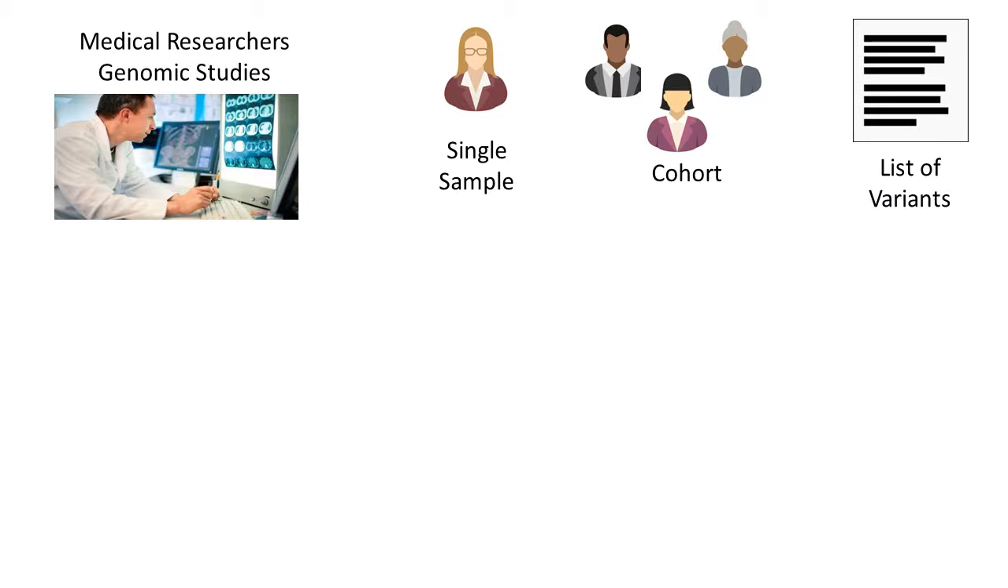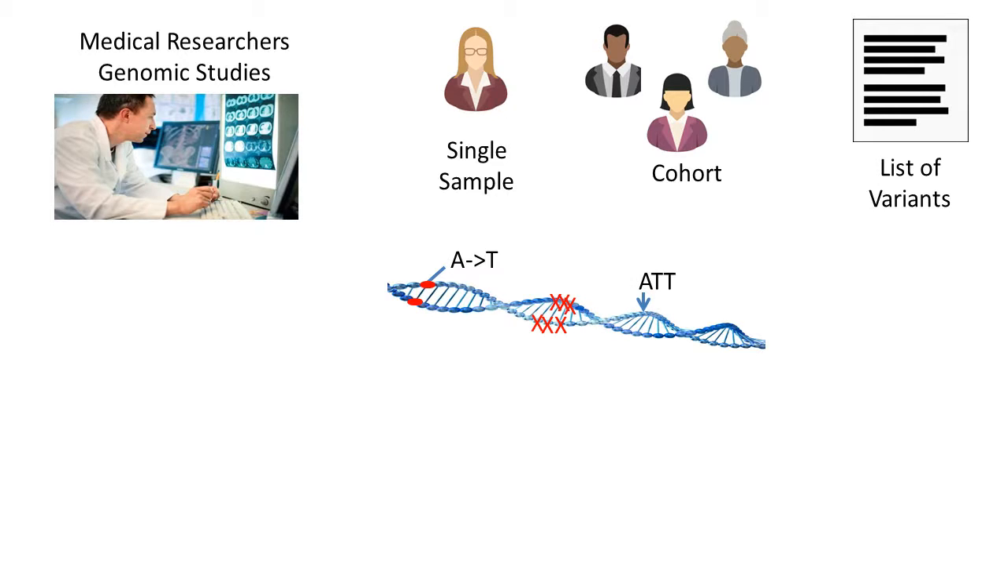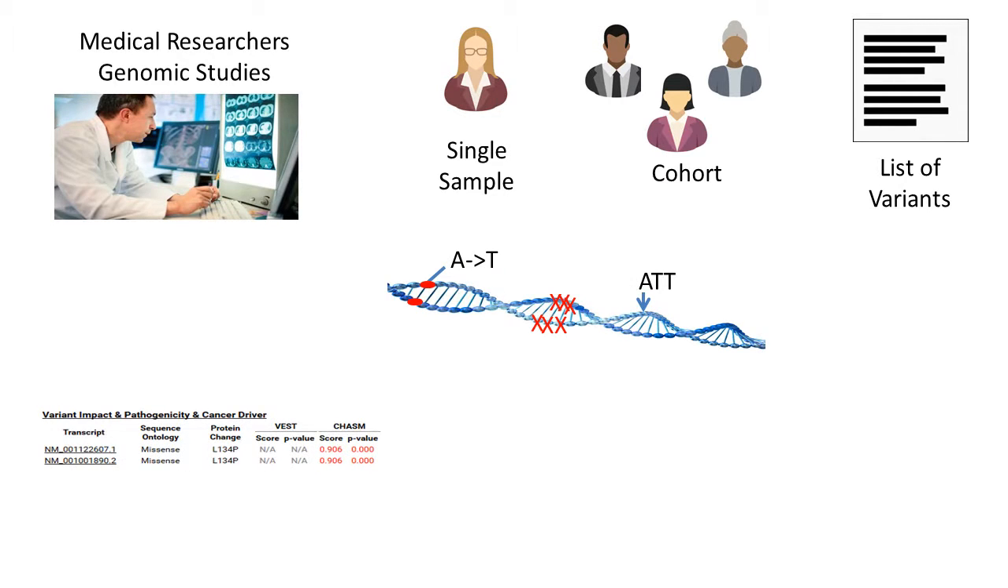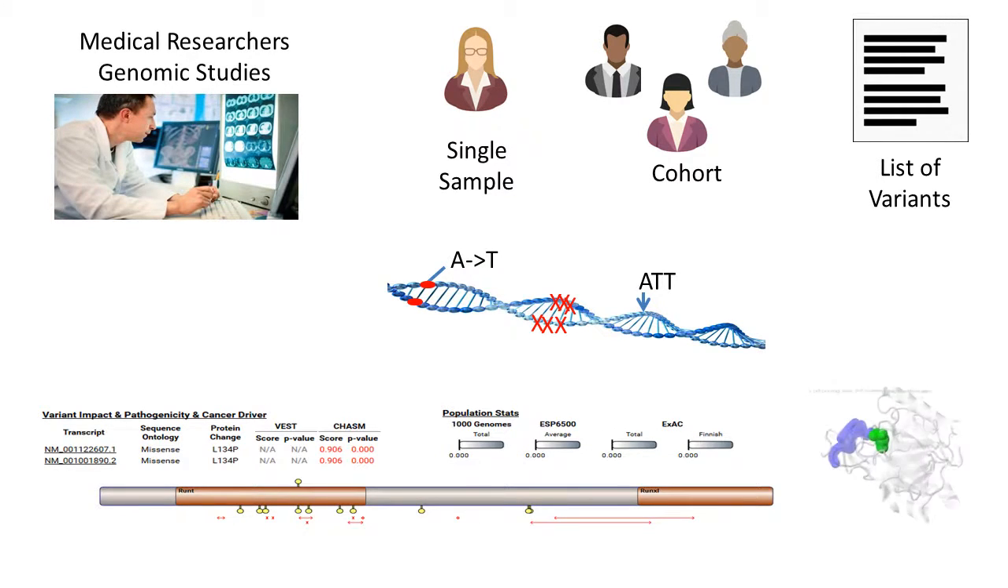CRAVAT is designed to be used by medical researchers conducting genomic studies and does not require that users have a background in bioinformatics or biostatistics. A study may include a single sample, a cohort, or an aggregated list of distinct variants. The types of variants it analyzes include single base substitutions, single or multibase deletions, and single or multibase insertions. CRAVAT analysis results include scores, annotations, and visualizations that assist in identifying and exploring important variants.